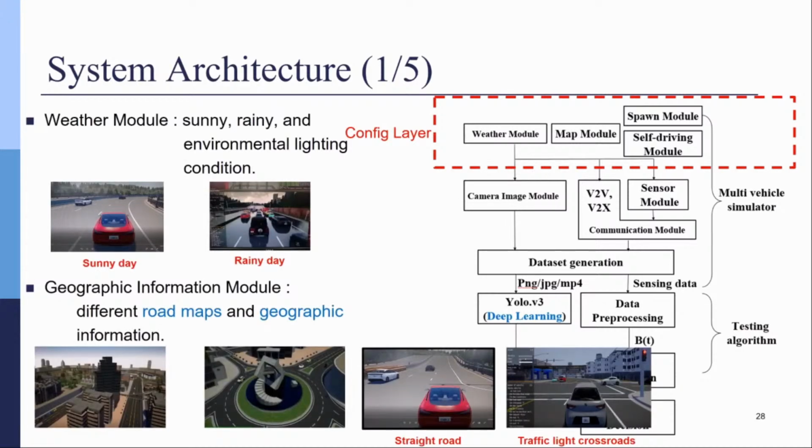The weather module is responsible for producing different parameters for different weather. Weathers such as sunny day and rainy day are provided. The second module in the configuration layer is the map module, or called geographic information module. It provides different road maps and geographic information. Here are some examples.